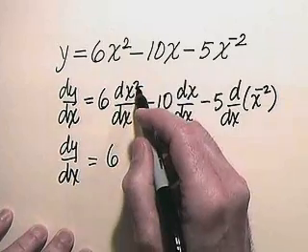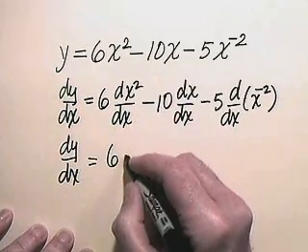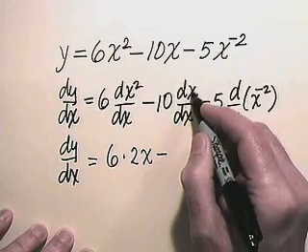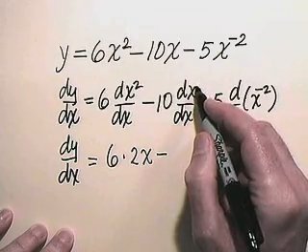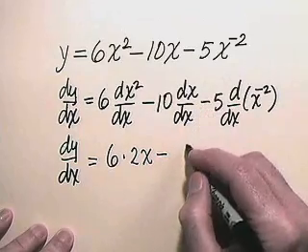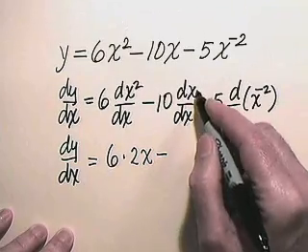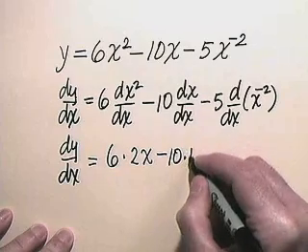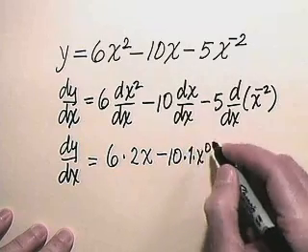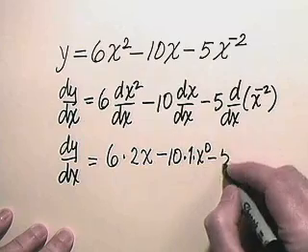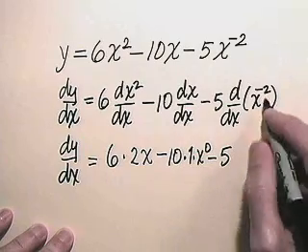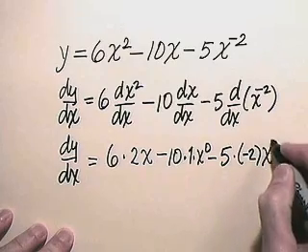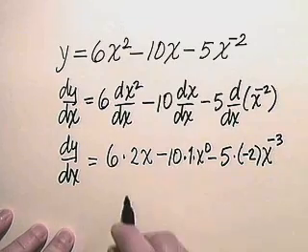the derivative of x squared is 2x. The derivative of x to the power 1 in effect is just 1. And so alternately 1 times x to the 0. Maybe I'll just write that for emphasis. 1 times x to the power 0 minus 5. And our power rule here tells us times negative 2x to the negative 3.